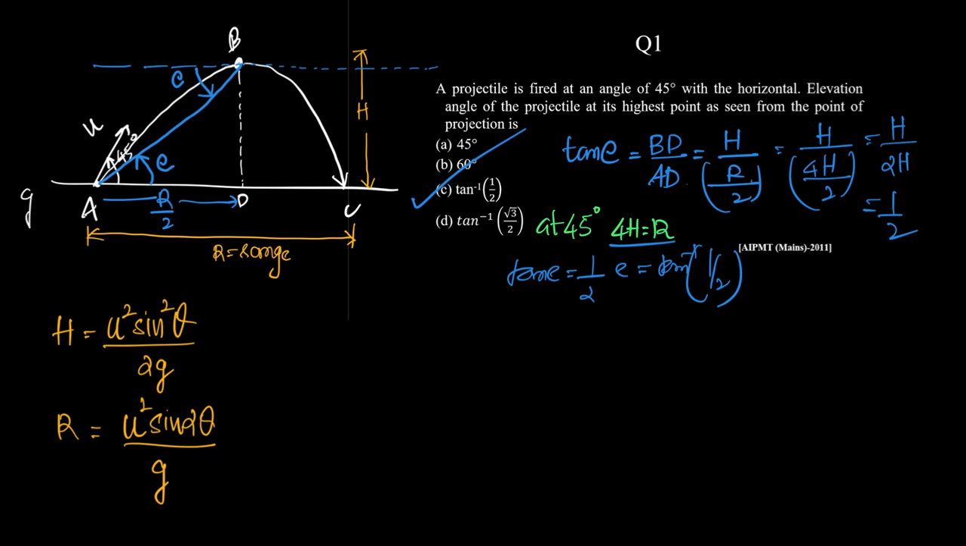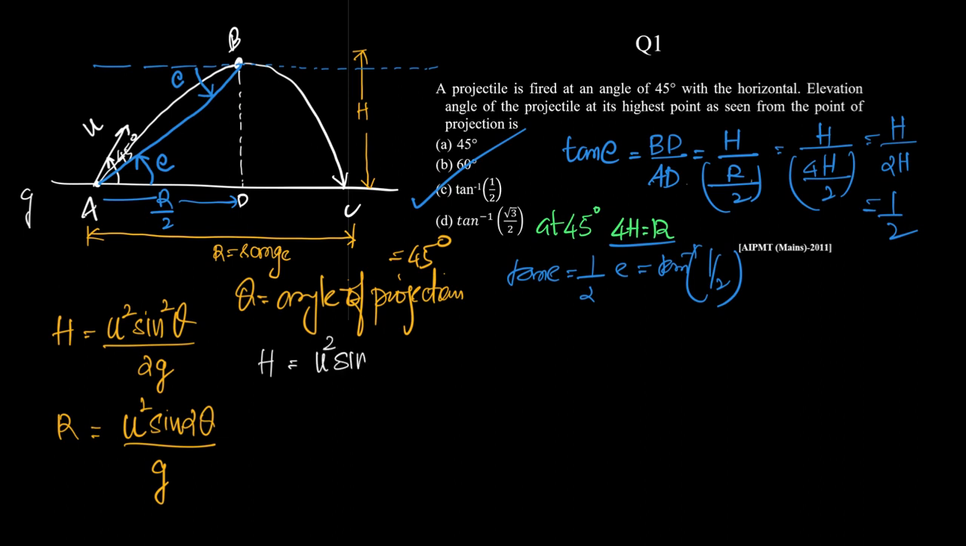Now what is theta? Theta is the angle of projection, which is given to us here as 45. In which case, what is H equal to? H is U square sine square 45 the whole upon 2g, and R is equal to U square sine 2 into theta, 2 into 45 is 90, the whole upon g.